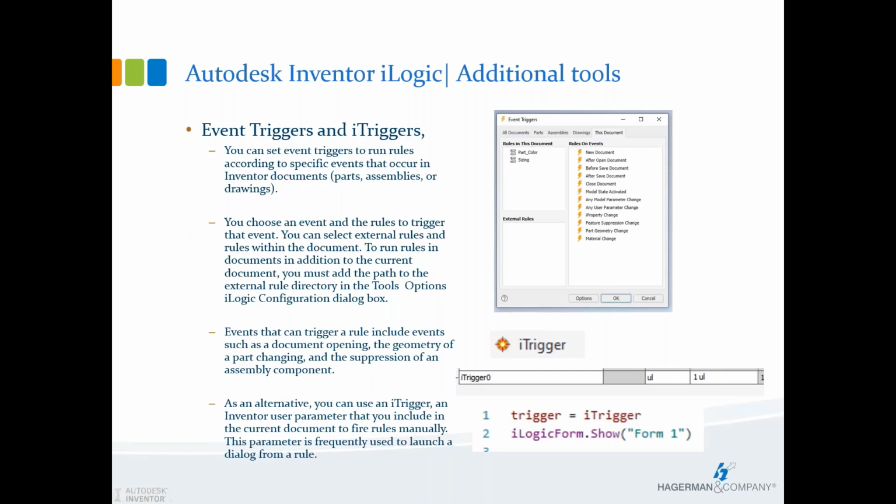Some additional tools that come in with iLogic are the event triggers and the iTrigger tool. We can set up specific triggers or events to fire specific rules, whether that's opening a document, creating a new document, before or after a save, changes to iProperties or changes to material. We can have any given rule fire on those events, or a series of rules fire on those events. As we get deeper into it, there is a manual tool called the iTrigger, which will fire a rule. A lot of times we see this for launching a form. We can cause that to happen, and we'll take a look at that little guy.